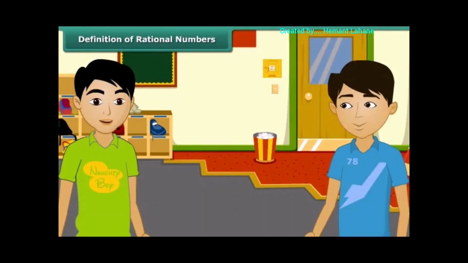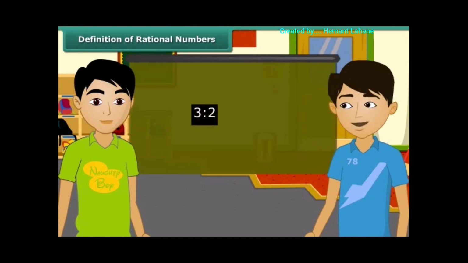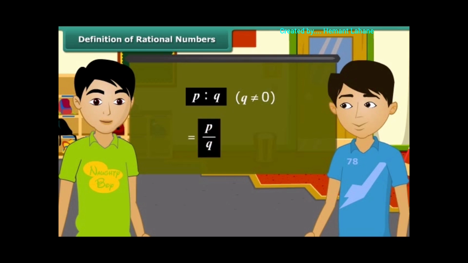The word rational arises from the term ratio. You mean that a ratio like 3:2, which can also be written as 3/2, is a rational number? Yes. Similarly, the ratio of two integers p and q, in which q is not equal to 0, can be written in the form p/q. This is the form in which rational numbers are expressed.